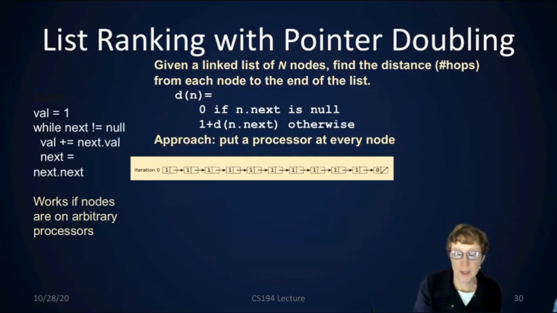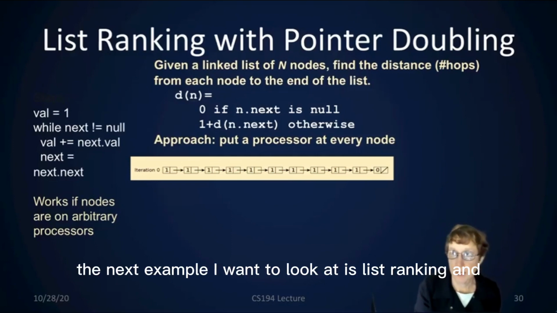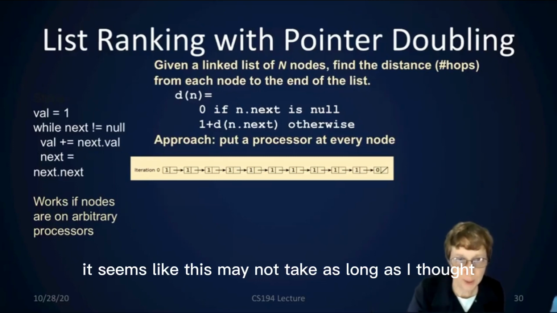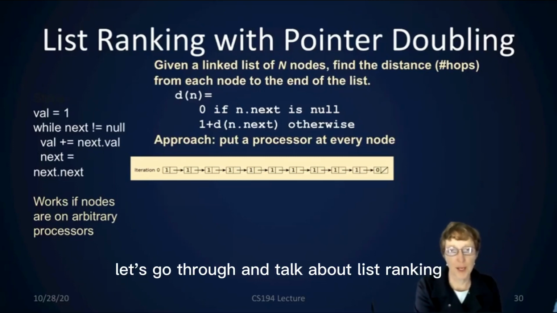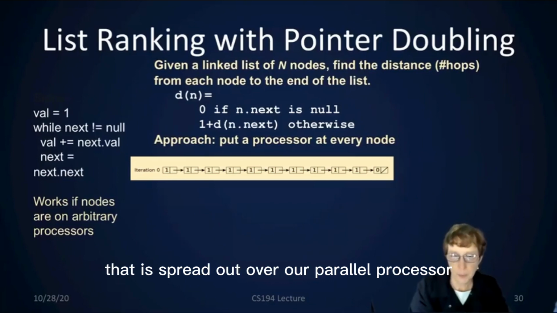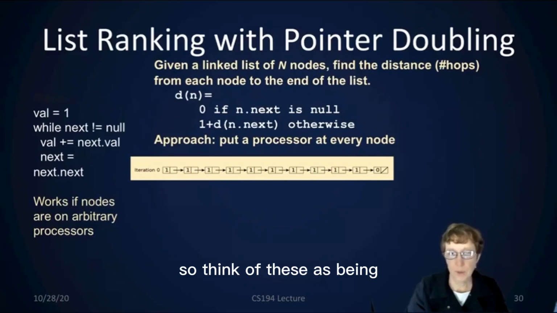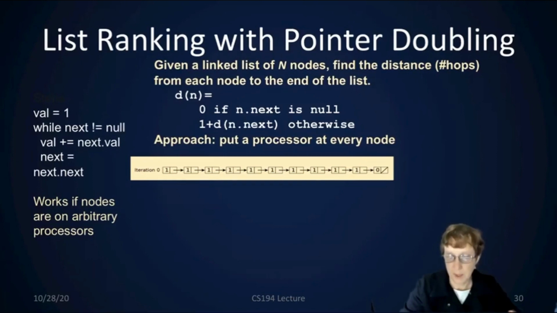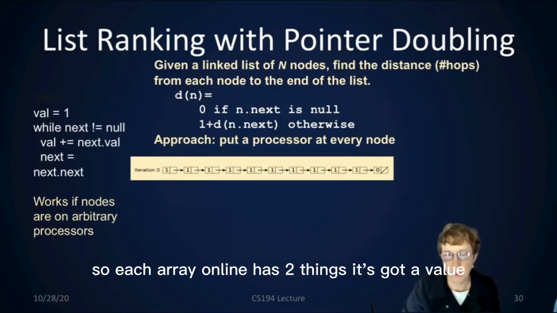Okay, so the next example I want to look at is list ranking. It seems like this may not take as long as I thought, but let's go through and talk about list ranking. Here we're looking at a linked list that is spread out over our parallel processor, our data parallel machine. So think of these as being a big distributed array, and the pointers point to the next element of the linked list. So each array element has 2 things.